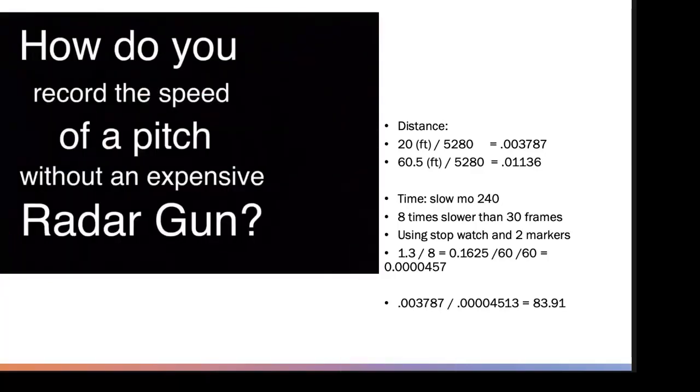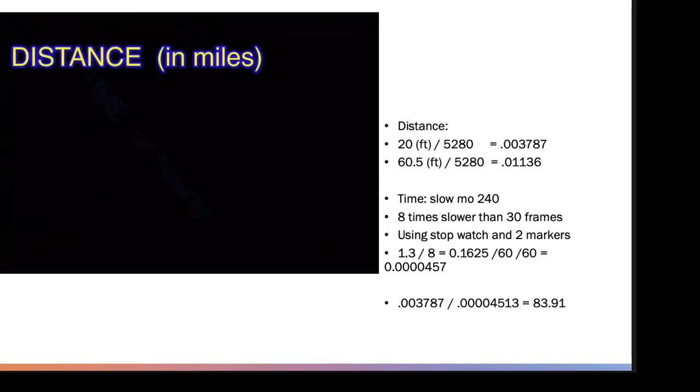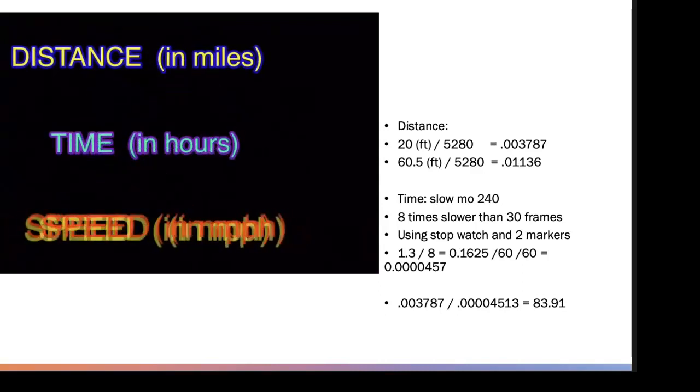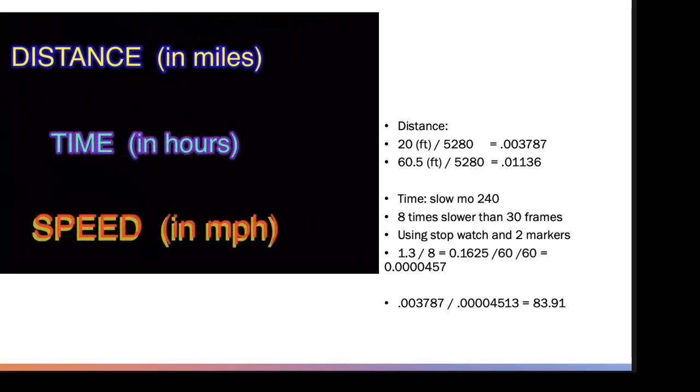How do you record the speed of a pitch without using an expensive radar gun? The answer is a series of relatively simple math problems. First, you're going to find the distance in miles. The distance is how far you're throwing the ball in miles. In other words, how many miles are you throwing the ball?